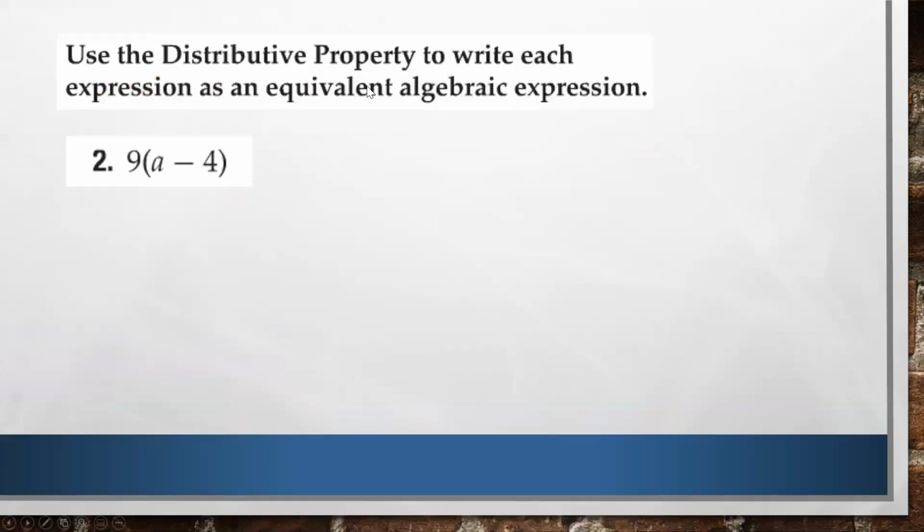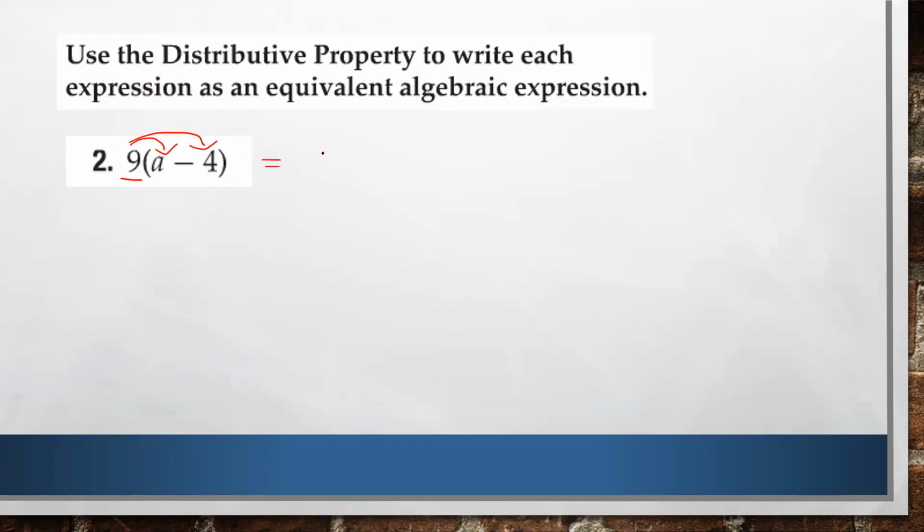All right, so this is, I'm just going to jump through different problems, okay? I'm not necessarily going to do every single problem on the practice test, okay? So this one here says to use the distributive property to write each expression as an equivalent algebraic expression. So again, this term outside, you're multiplying by both terms inside, okay?